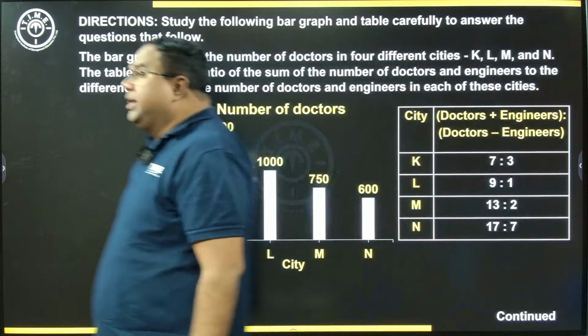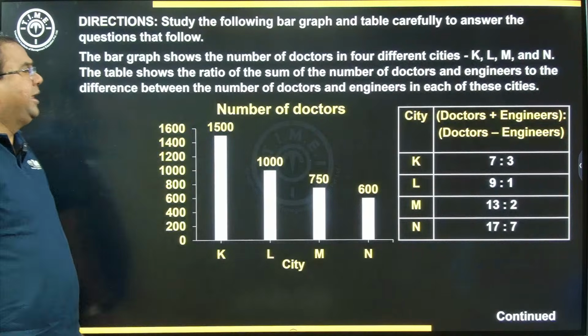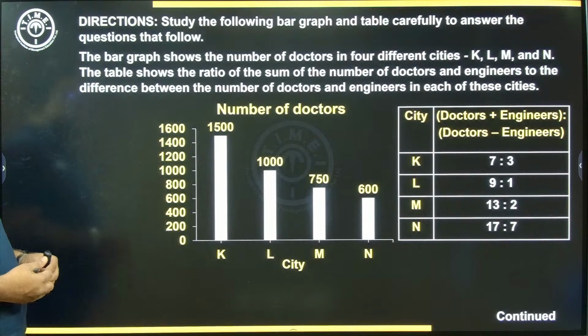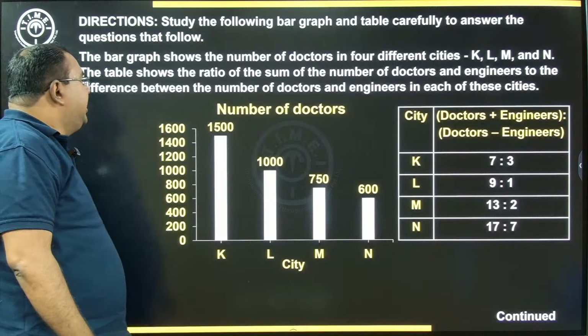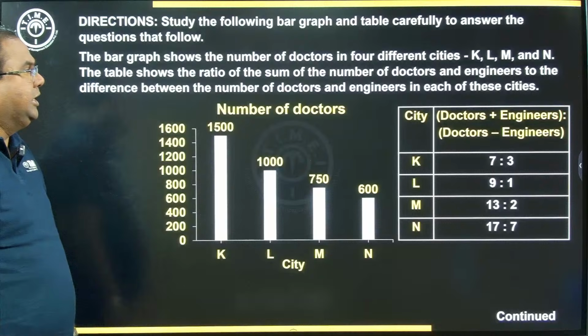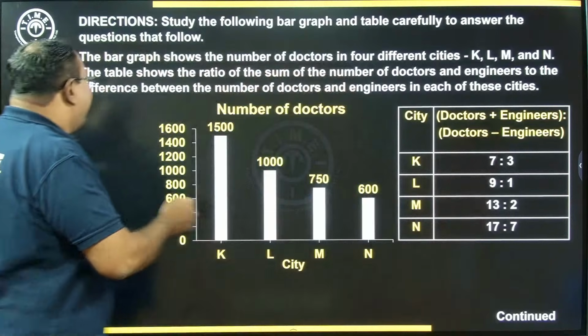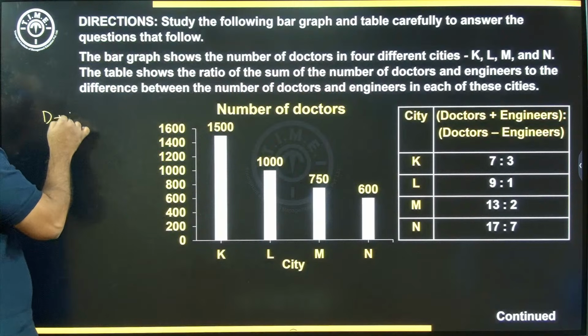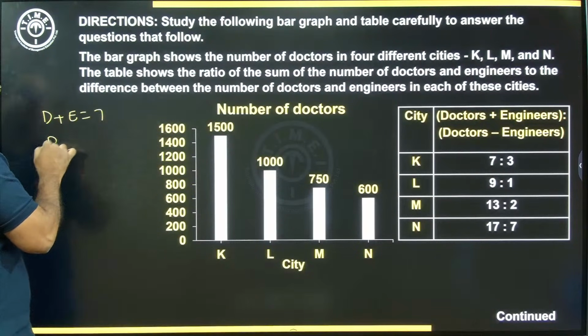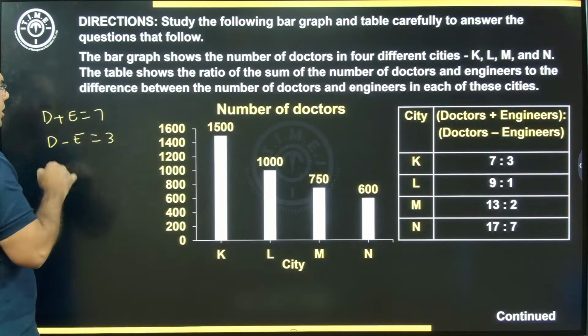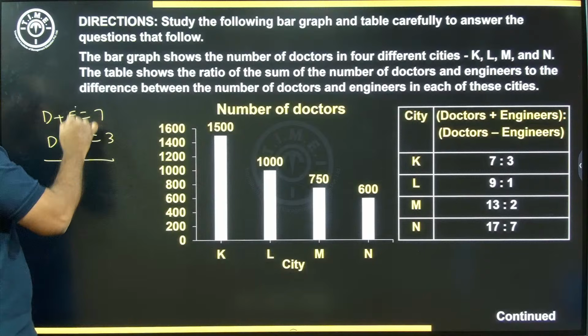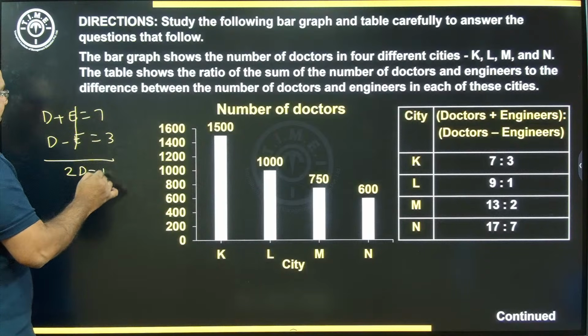Study the following bar graph and table carefully to answer the questions that follow. Bar graph shows number of doctors in 4 different cities, K, L, M and N. Table shows ratio of sum of doctors and engineers to the difference between doctors and engineers in each of the cities. I'll explain you here. Doctors plus engineers is 7 parts. Doctors minus engineers is 3 parts. If I add this, I'll get 2 times doctor is 10 parts.